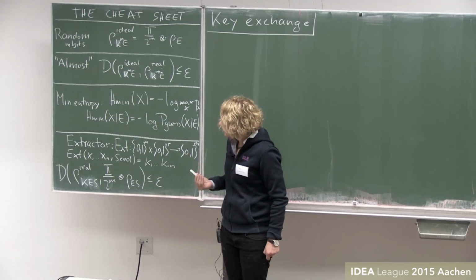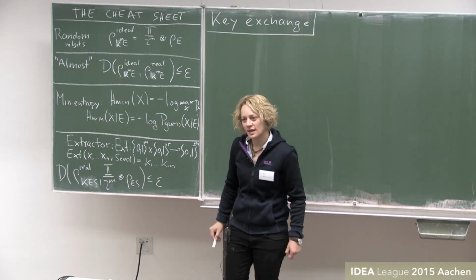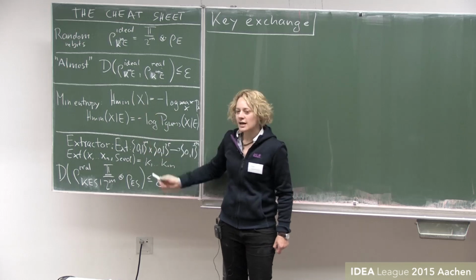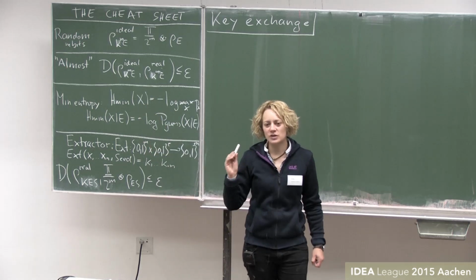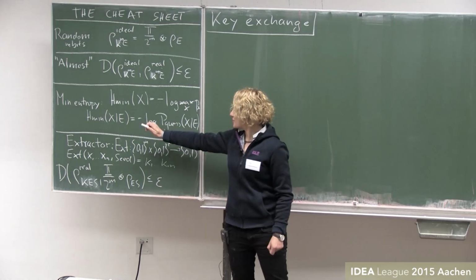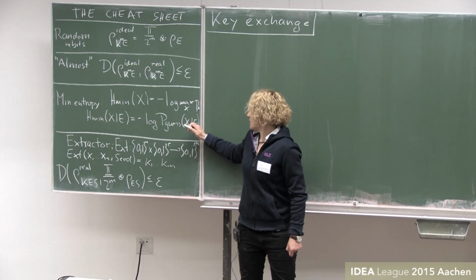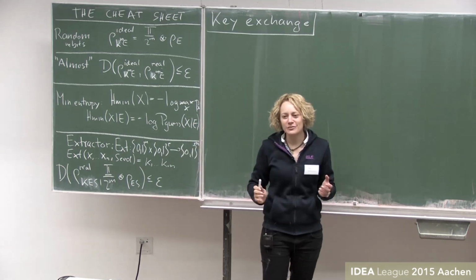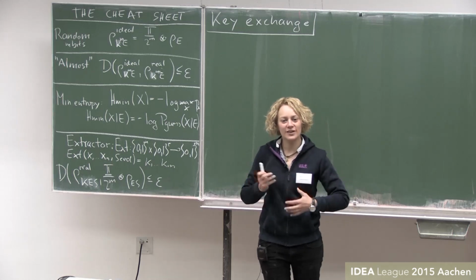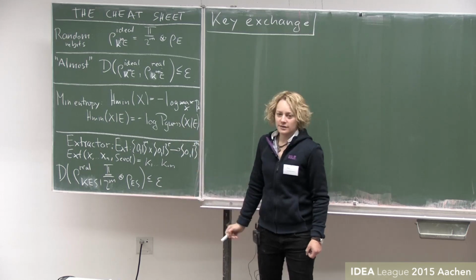So the second thing that we had discussed yesterday was the min entropy. The min entropy told us, for some string x, how difficult it is to guess the string. Because the min entropy is just minus the log of the probability of guessing x, if I have some side information E, some information that I've maybe collected or that I have about the device, that might help me to guess x.